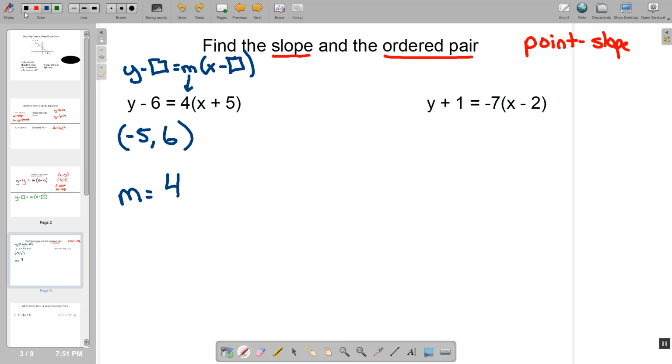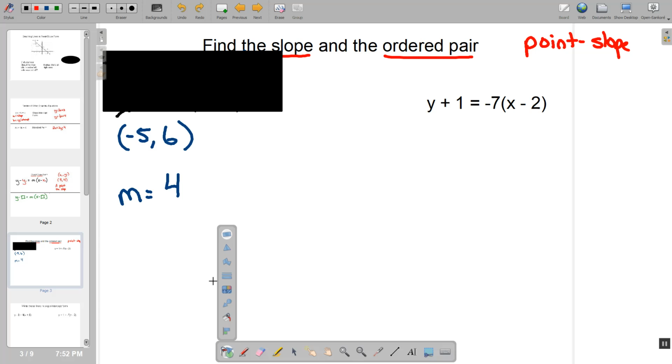If I'm writing this in reverse, let's say I have this blocked out. I'll even put a box up here to block it out. Whoops, that's not what I wanted to do. Put a box here to block it out. Okay? So it's asking us to write this information in point slope form.